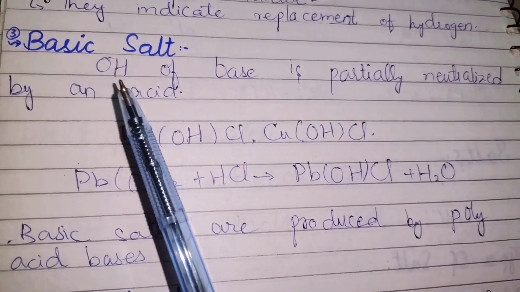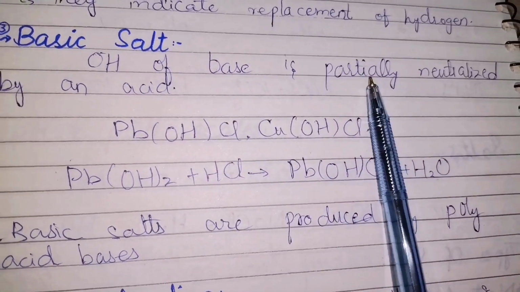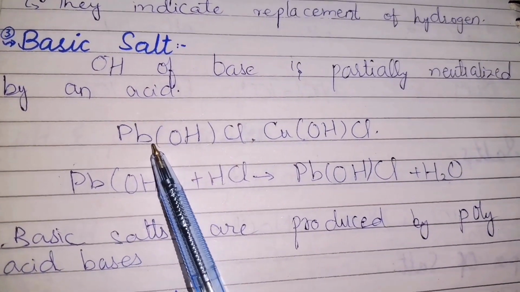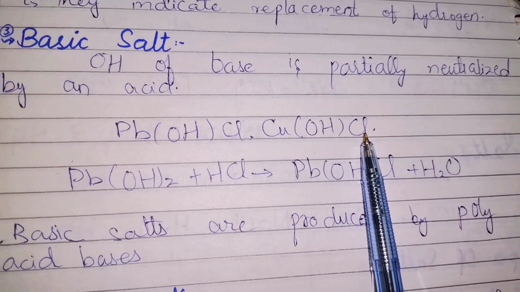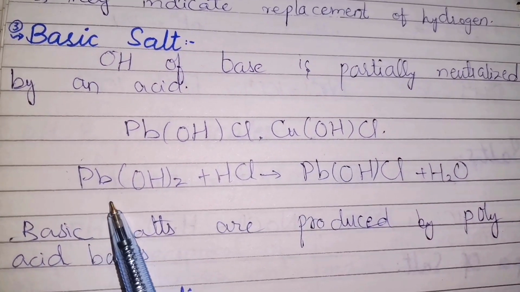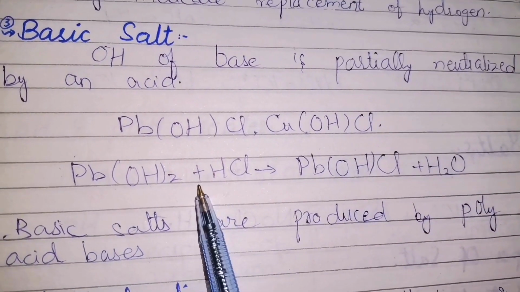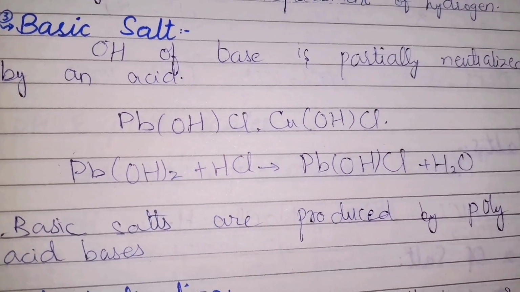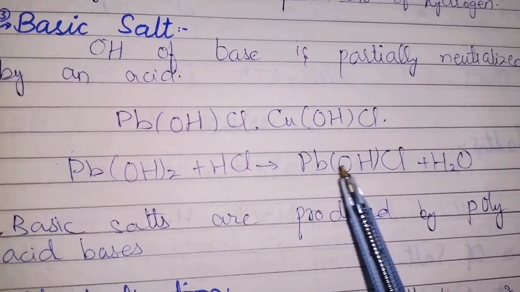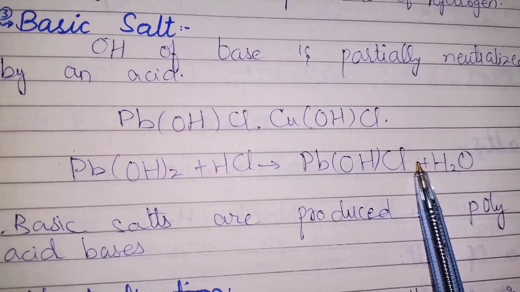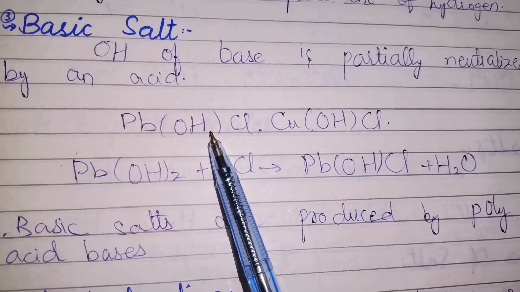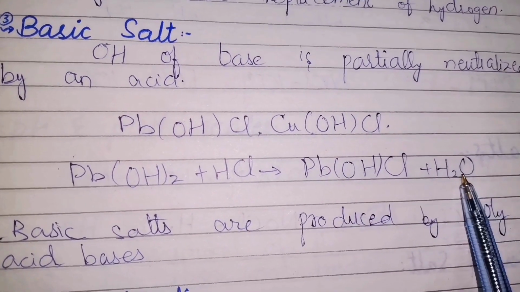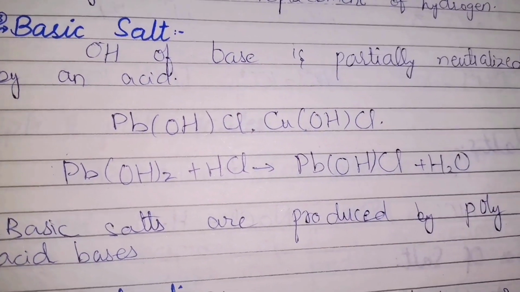Now what are basic salts? In this, OH of the base is partially neutralized by an acid. So what are the examples over here? We have this example and this example as well. Now let's see over here, we have taken Pb(OH)2 and HCl. Now what is happening over here? Only one OH will be replaced. So we wrote here PbOHCl, right? This is the basic salt that we have taken in the example as well, right? And H2O is formed as a result of this reaction.